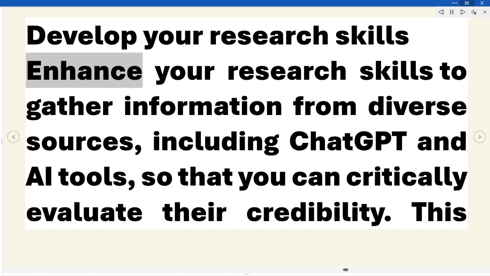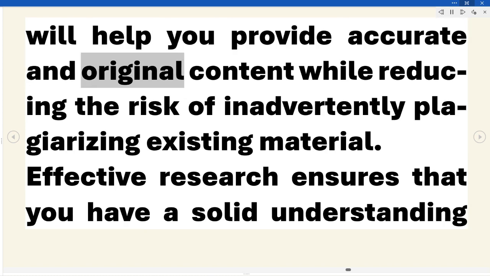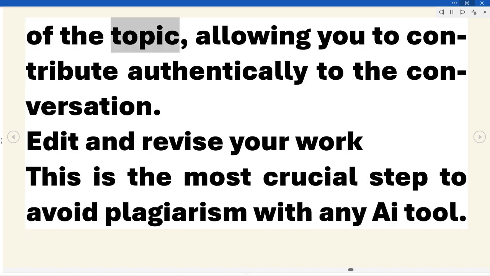Develop your research skills. Enhance your research skills to gather information from diverse sources, including ChatGPT and AI tools, so that you can critically evaluate their credibility. This will help you provide accurate and original content while reducing the risk of inadvertently plagiarizing existing material. Effective research ensures that you have a solid understanding of the topic, allowing you to contribute authentically to the conversation.